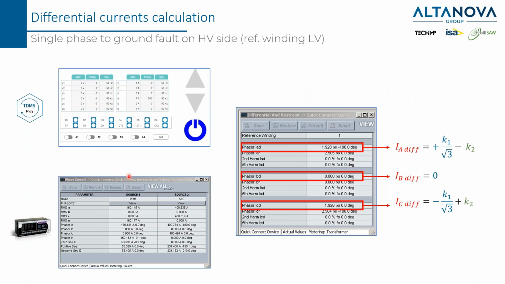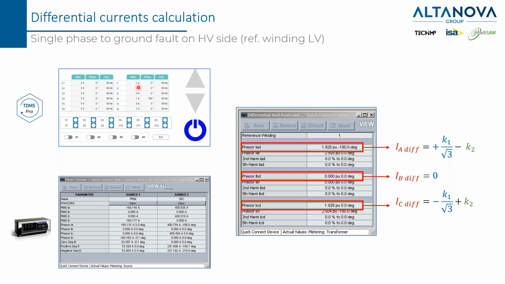Okay, this is a screenshot that comes from one module of TDMS Pro. This is a quick way to generate current. Here you see that I tried to generate 1 amp in phase A. Before, I have to clarify that I1, I2, I3 are connected to the high voltage side of the relay, or in other words, the primary side, and I4, I5, I6 are connected to the secondary side.